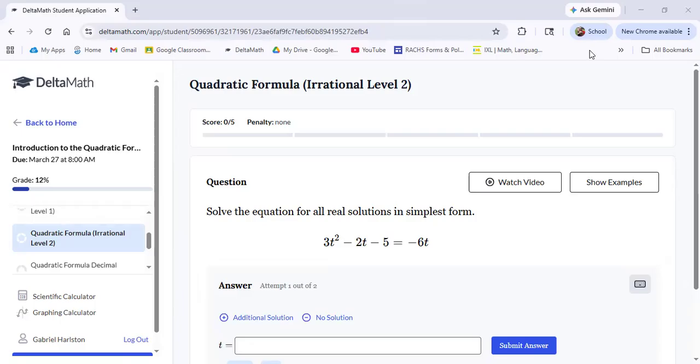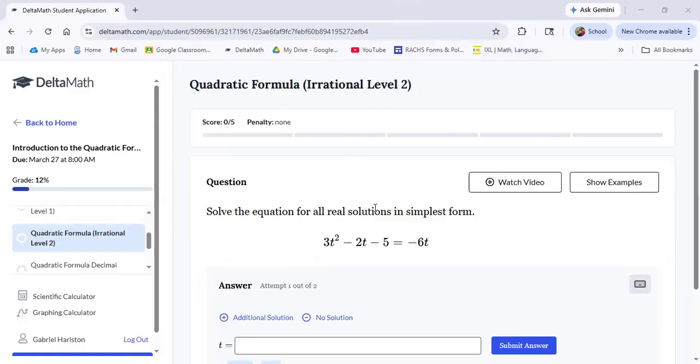H again, and I am going to do another example of how to use the quadratic formula. This is going to be one that has an irrational root and a root that we can simplify. So let me just jump in and get going on this. So here's a quadratic equation. It's 3t squared minus 2t minus 5 equals a negative 6t.